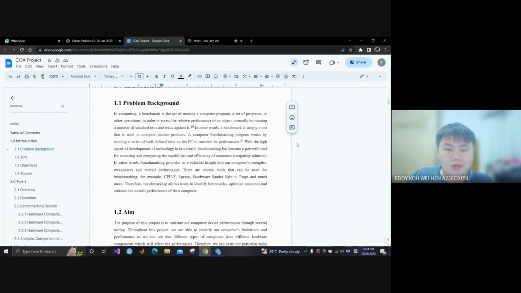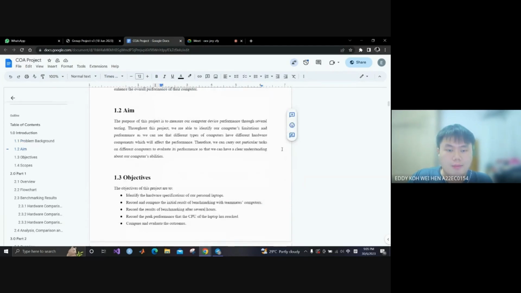With the high speed of development of technology in this world, benchmarking has become a powerful tool for assessing and comparing the capabilities and efficiency of numerous computing solutions. In other words, benchmarking provides us valuable insight into our computer's strengths, weaknesses, and overall performance. There are several tools that can be used for benchmarking, for example CPU-Z, Speccy, Sandra Lite, and much more. Therefore, benchmarking allows us to identify bottlenecks, optimize resources, and enhance the overall performance of computers.